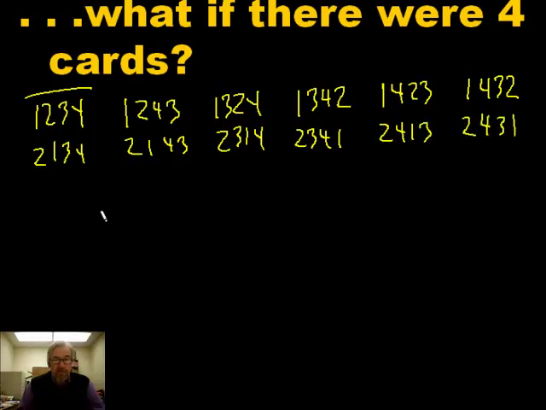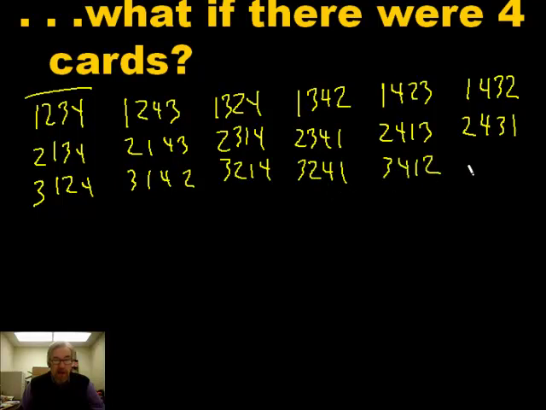If we started with 3, we could have 3, 1, 2, 4, and 3, 1, 4, 2. We could have 3, 2, 1, 4, and 3, 2, 4, 1. We could have 3, 4, 1, 2, and 3, 4, 2, 1. And if our deck started with 4, we could have 4, 1, 2, 3, and 4, 1, 3, 2.